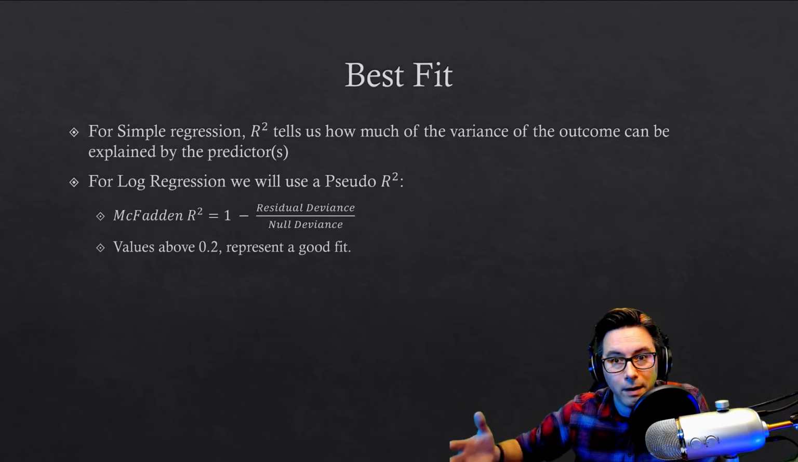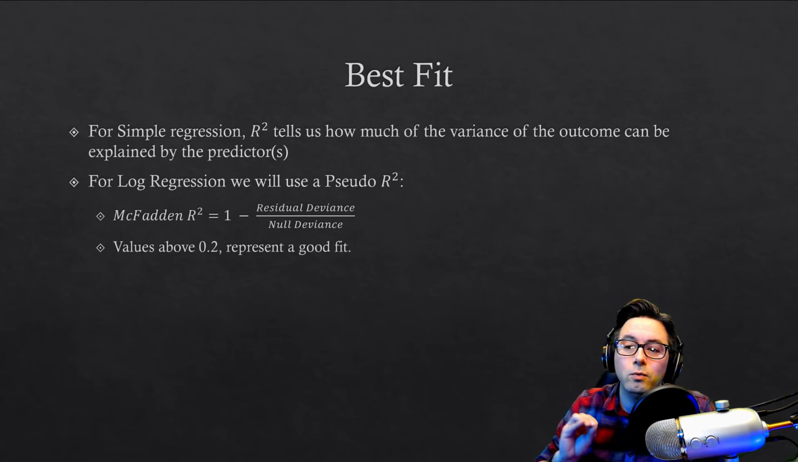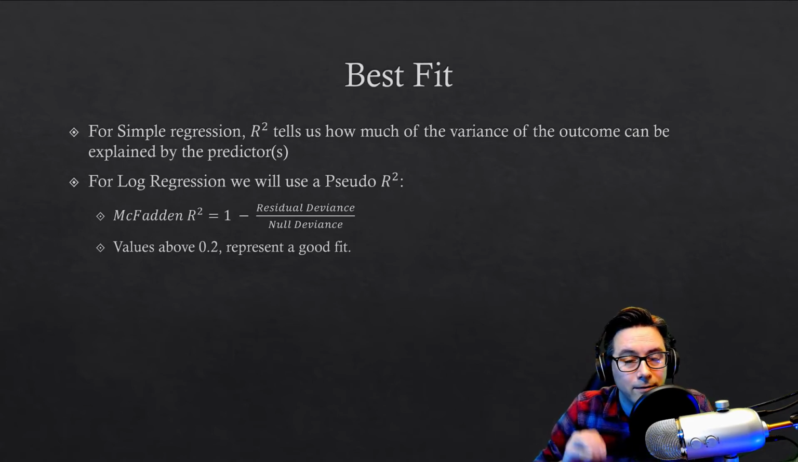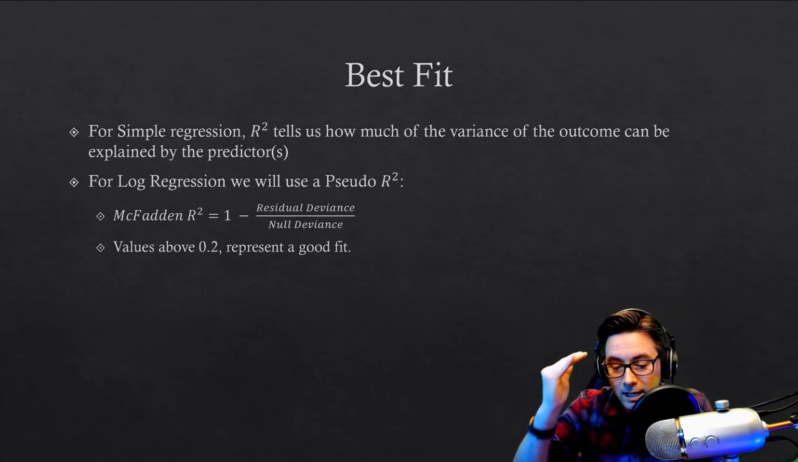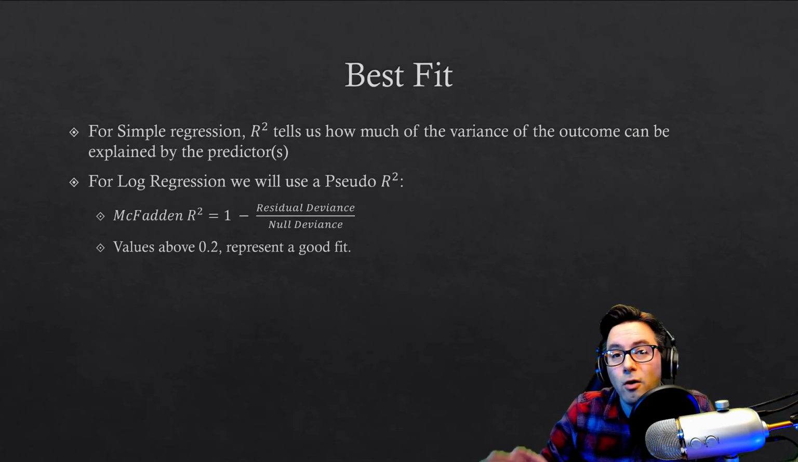How well does this model fit with the data? The way that we do this is we do 1 minus the residual deviance divided by the null deviance. The value we're looking for is above 0.2. That's an arbitrary value, but we're going to say that if it's greater than that, then we're convinced that it's a good fit. So let's go into R to see how we calculate this and see if our data actually does that.